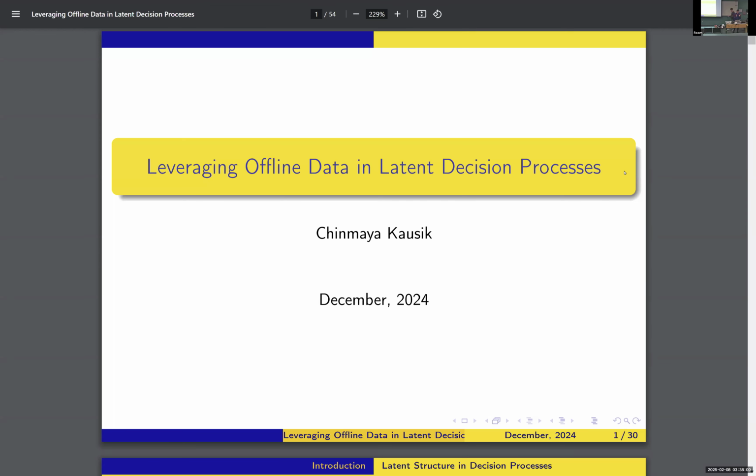Okay, yeah. So we're going to be talking about, generally, this has been a theme in my work, leveraging offline data in latent decision processes. I'm going to first convince you why this is worth it, why we need to think about this problem. I'm going to give you two questions that I think are both important to answer, the second one following naturally from the first, and then we are going to look at two papers that I have written in this direction. The first one is slightly older, and the second one is currently under review.